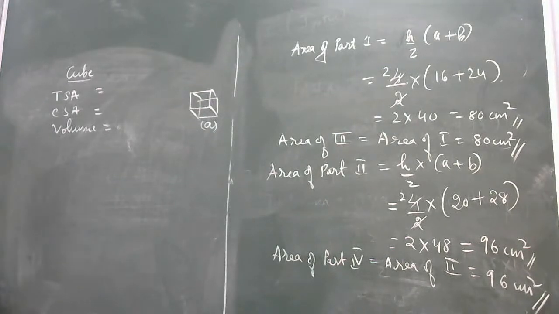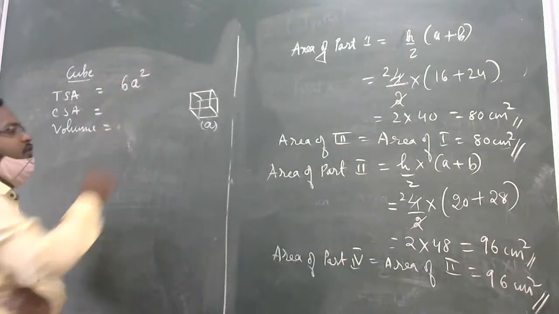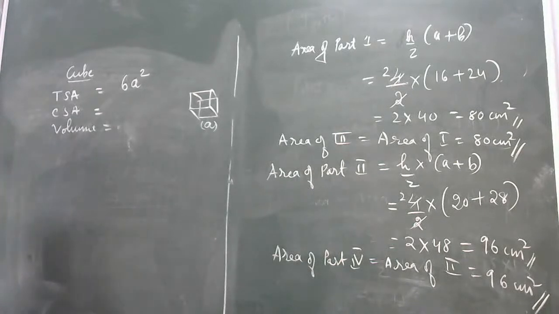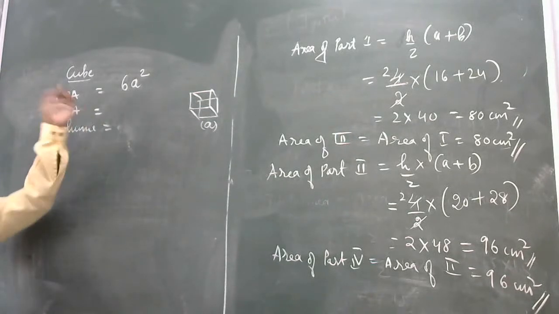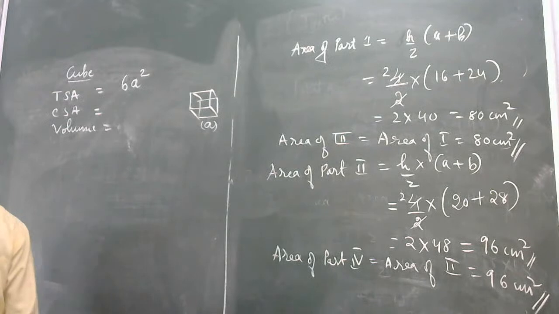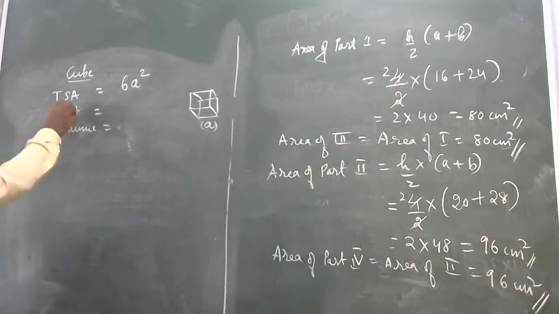What is the area of one face? There are 6 faces, and all faces are identical. What is the area of one face? The side square, that is a square. Since we are having 6 faces, it will be 6a square. Find the area of one face and multiply by 6 because we are having 6 faces. If you calculate all the faces' area, you will get the total surface area.